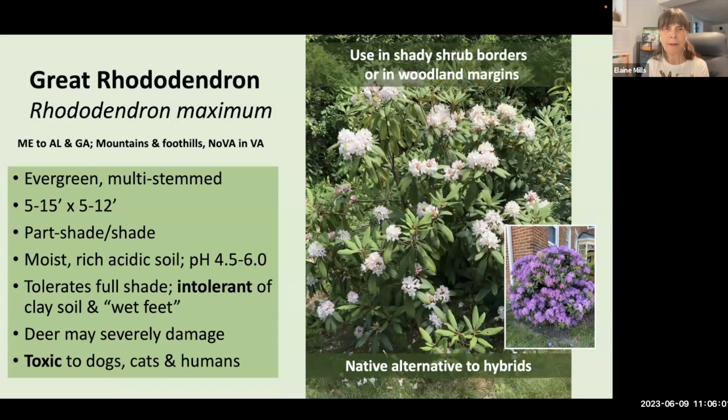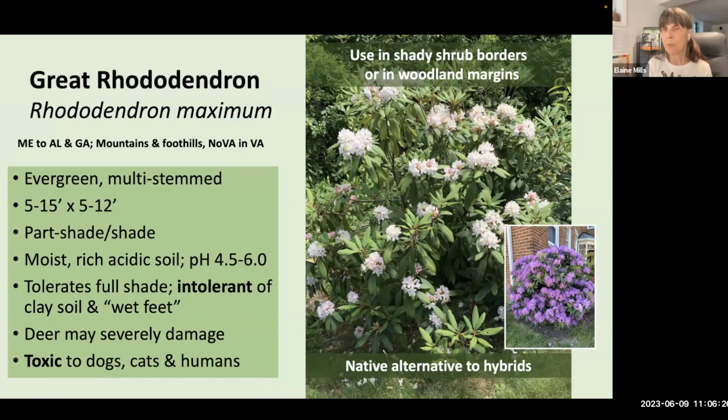Note that this plant is intolerant of what we refer to as wet feet. It's going to like moist to drier soil. And it's also toxic to dogs, cats, and humans. Now, for those of you who have concerns about toxicity of plants in general, I refer you to the North Carolina State Extension Plant Toolbox.